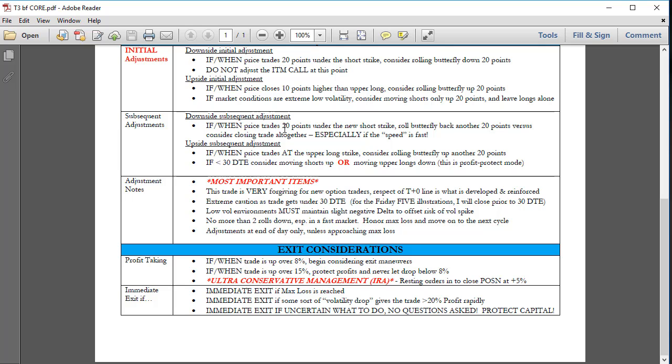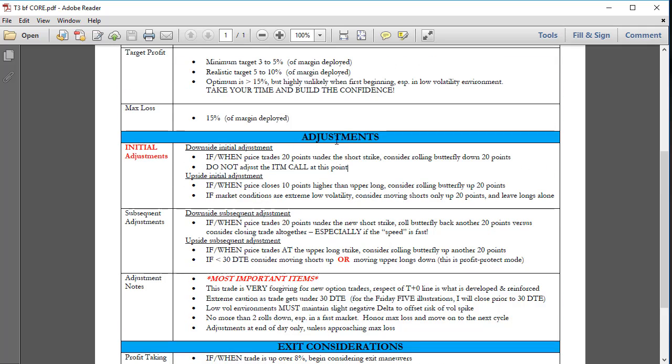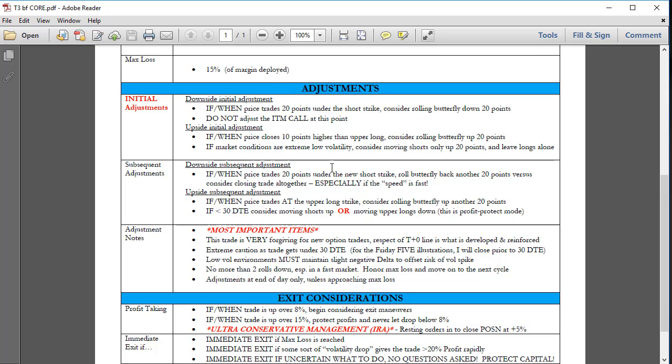Subsequent adjustments: when price trades 20 points under the new short strike, roll the butterfly back another 20 points versus just closing the trade altogether, especially if the speed is fast. If you have a collapsing market that's crashing quickly and hard, and you've already rolled it down once, and you're prepared to roll it down again, sometimes it's better to just close the trade entirely and wait for the next cycle, especially if it's moved that great of a distance and you have not hit your maximum loss as of yet. Just close it up and then wait for the next cycle.